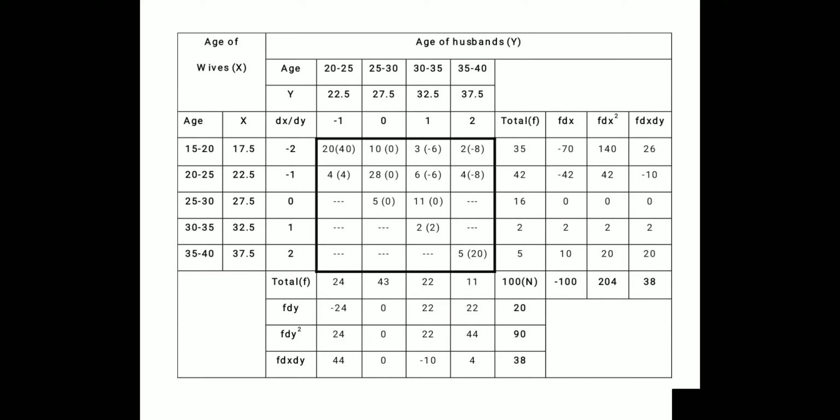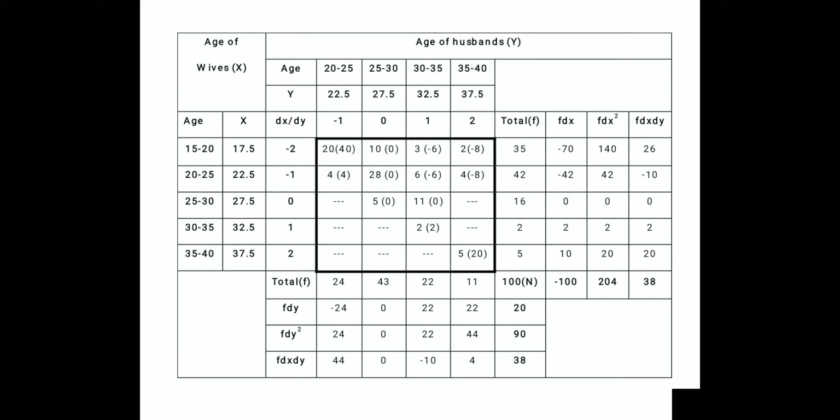Before entering the dx and dy values, we should concentrate on the highlighted table here. You can see a bold line in between. So all those are the frequencies values of this particular problem. 20, 10, 3, 2, all these are the frequency values, and the values in the brackets are the values of f dx dy. I'll tell you about the calculation in the next part. Okay, now let us concentrate on dx and dy.